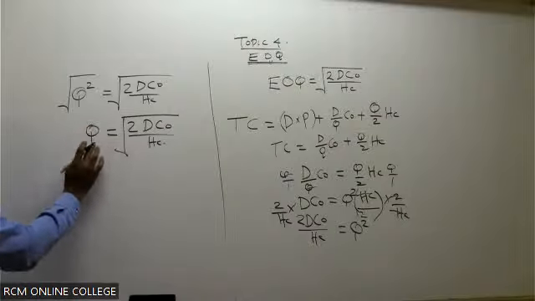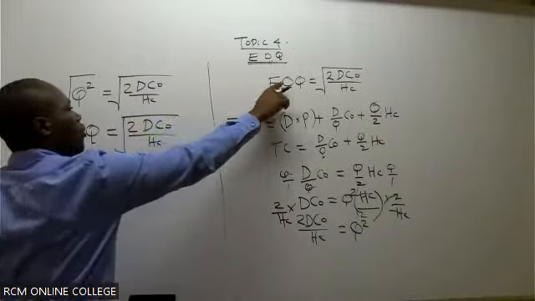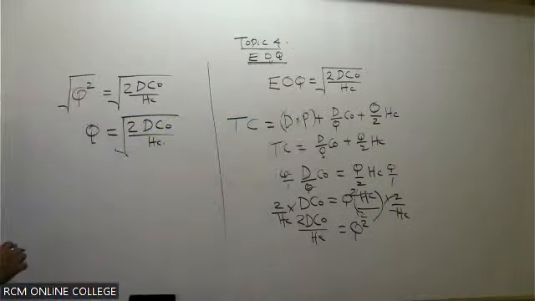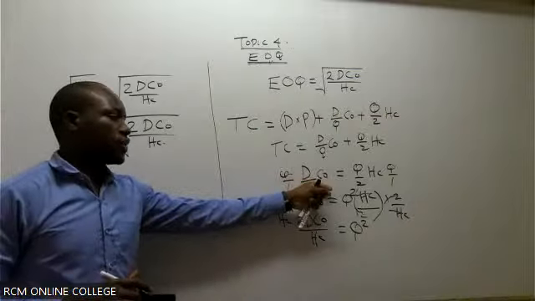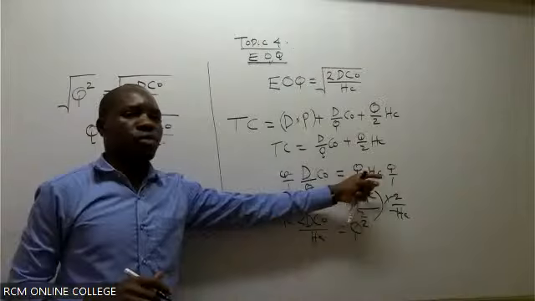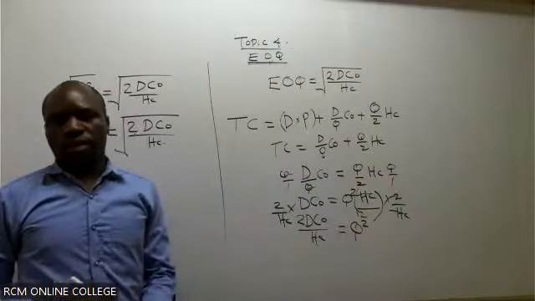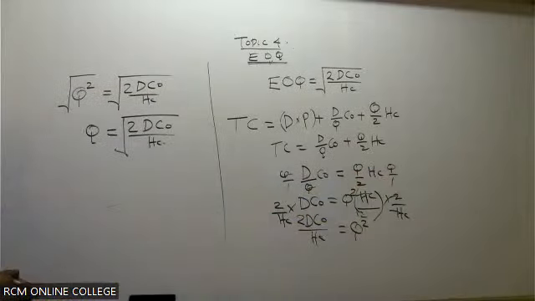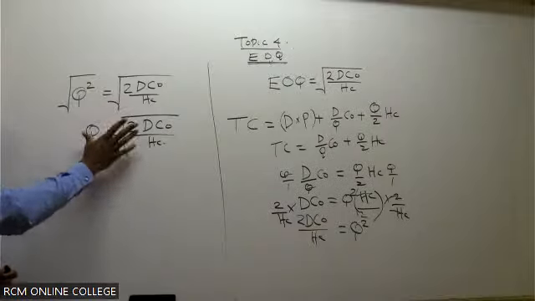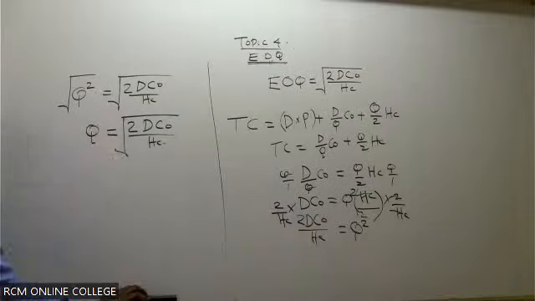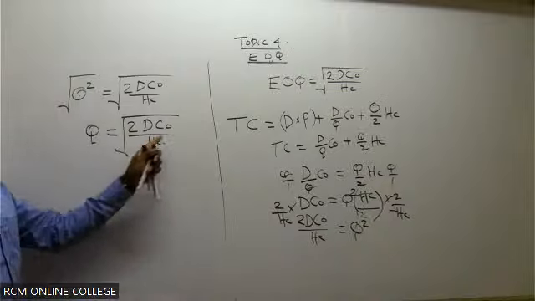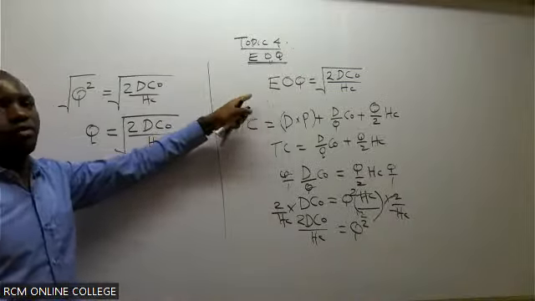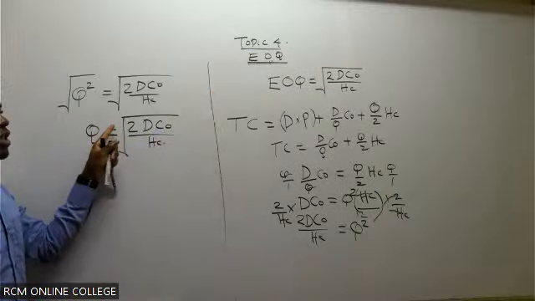So this quantity is what we call the economic order quantity, whereby our total ordering cost is equivalent to total holding cost. That is what we do to derive the economic order quantity function. But at this level, no one will be requesting you to derive this particular formula.